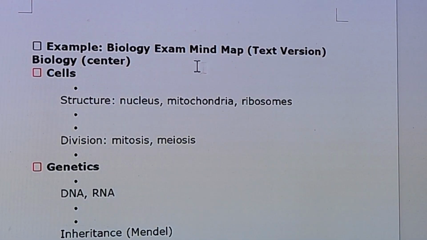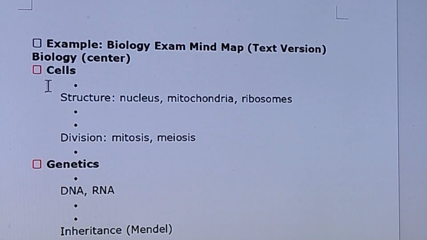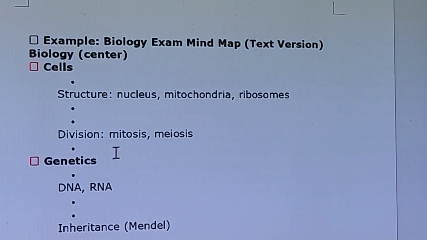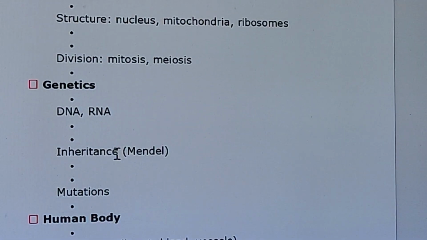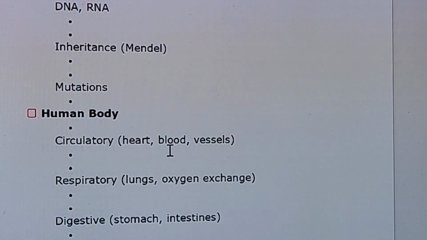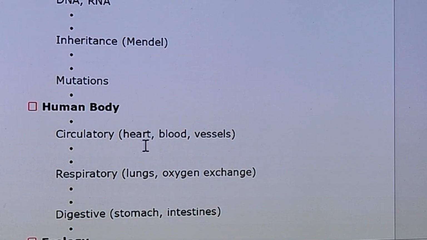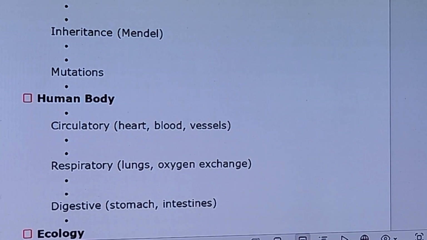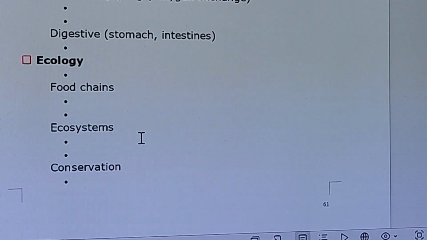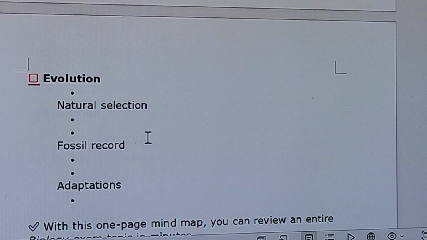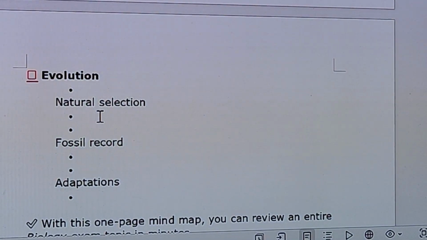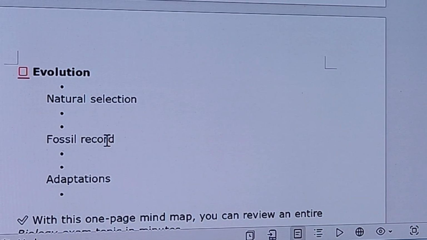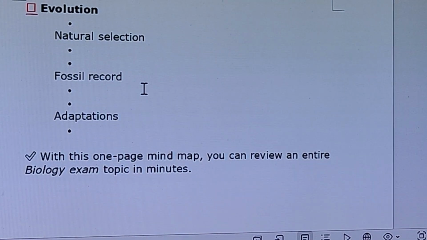For example, if you've got a biology exam mind map, you put the word cells in the middle, structure, nucleus, mitochondria, ribosome, division, mitosis, meiosis. Under genetics, you put DNA, RNA, inheritance, Mendel's laws of inheritance, mutations. Under human body, you can put circulatory system, heart, blood vessels. Under respiration, you put lungs and oxygen exchange. Under digestion, you put stomach and intestine. Under ecology, you can put food chains, ecosystems, conservation, and so on. Under evolution, you can talk about natural selection, survival of the species, fossil records, adaptations, and missing gaps in the fossil records, about early hominid evolution and so on.